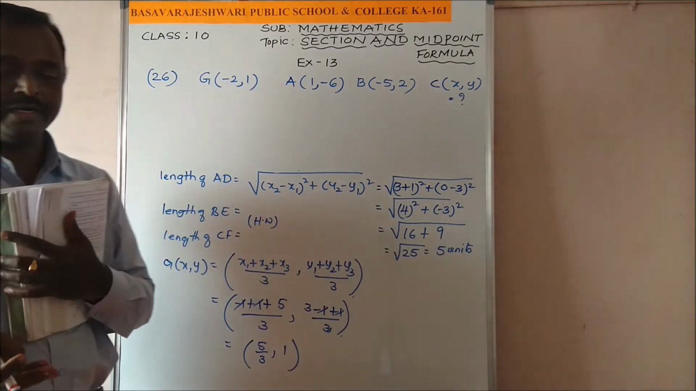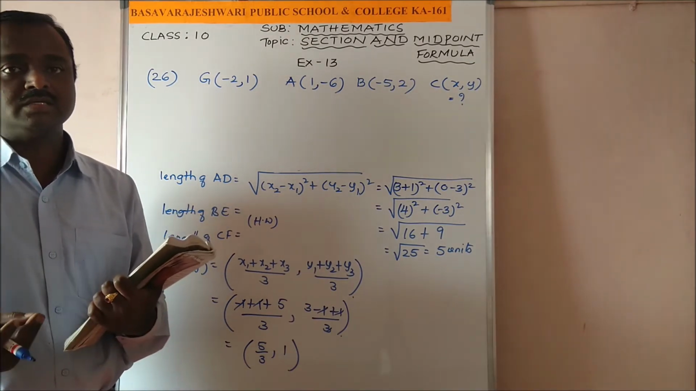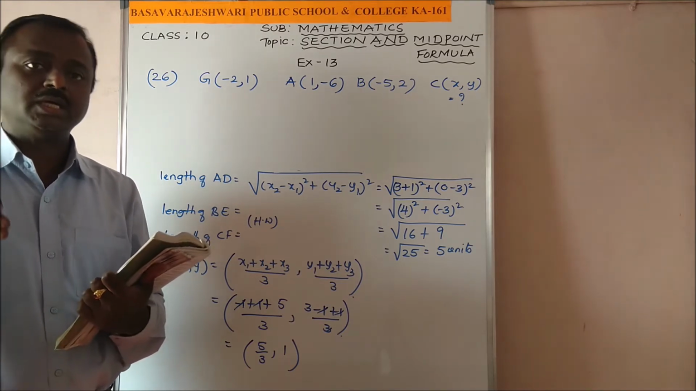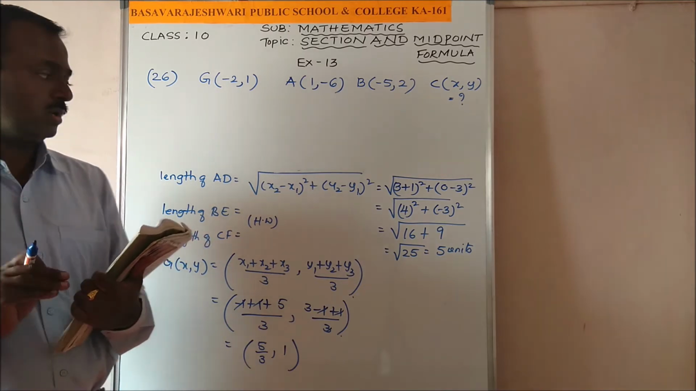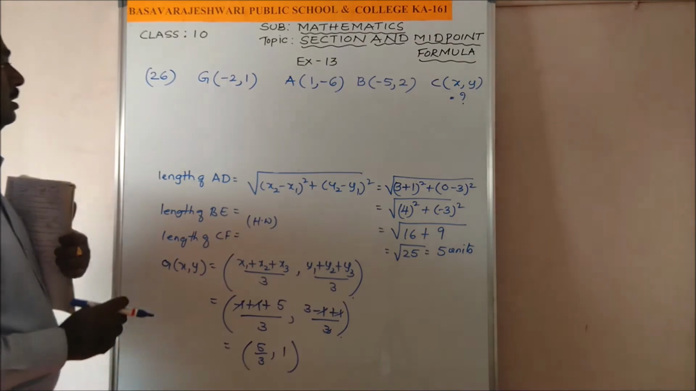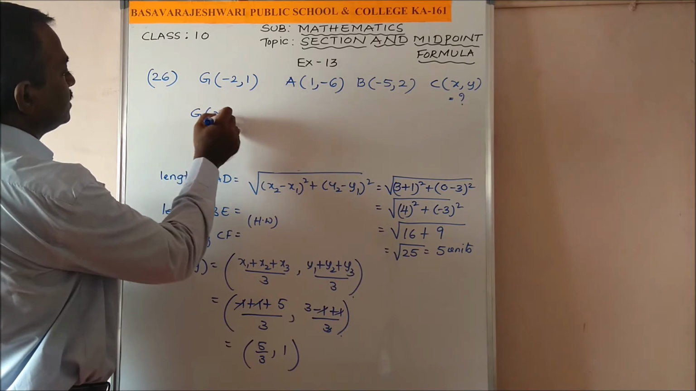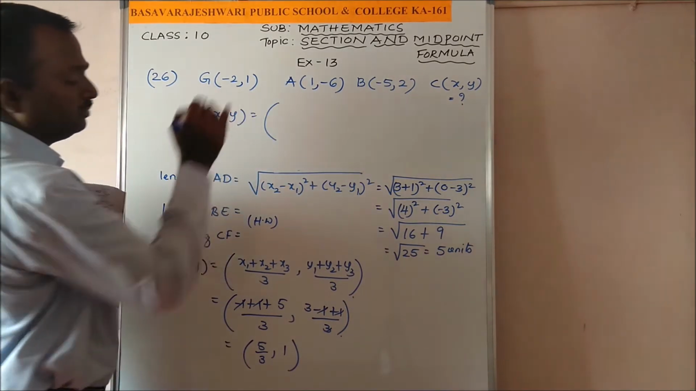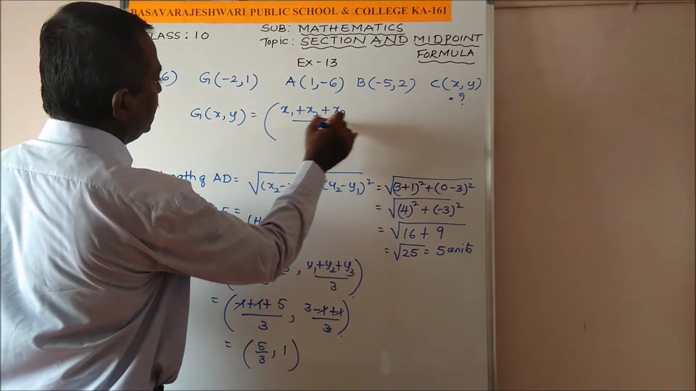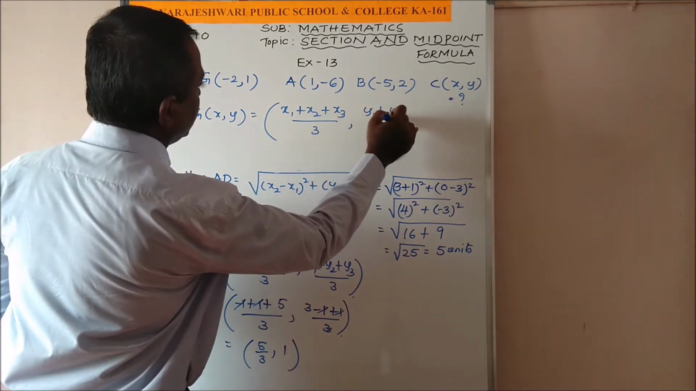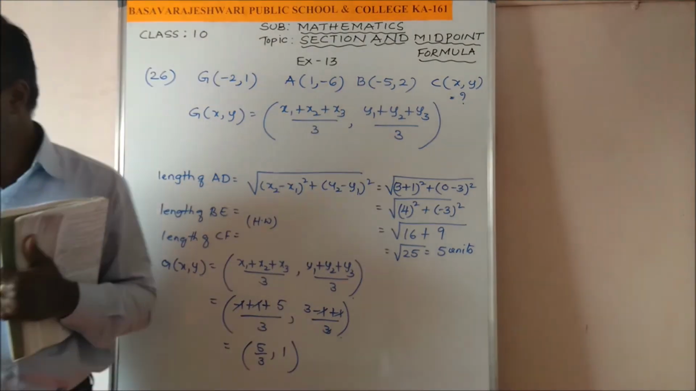They are given the centroid, and the two vertices of a triangle, and they are asking us to find the third vertex of the triangle. Understood, children? Okay, we will solve this sum now. So we know the formula for centroid: G(x, y) = ((x1 + x2 + x3)/3, (y1 + y2 + y3)/3). Correct? This is the formula. Understood?